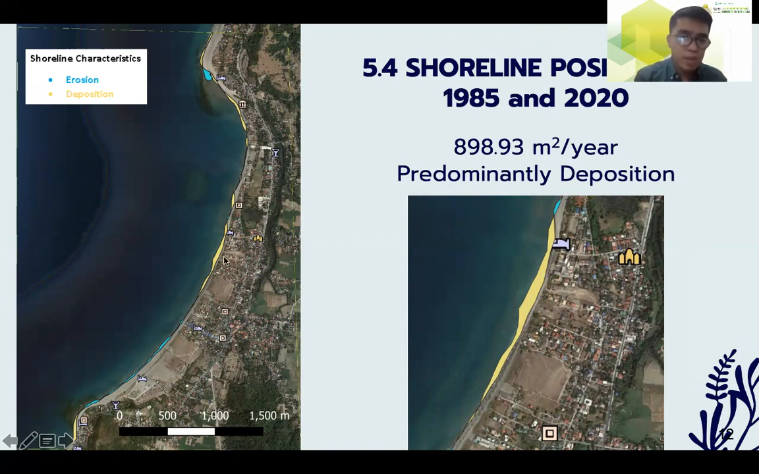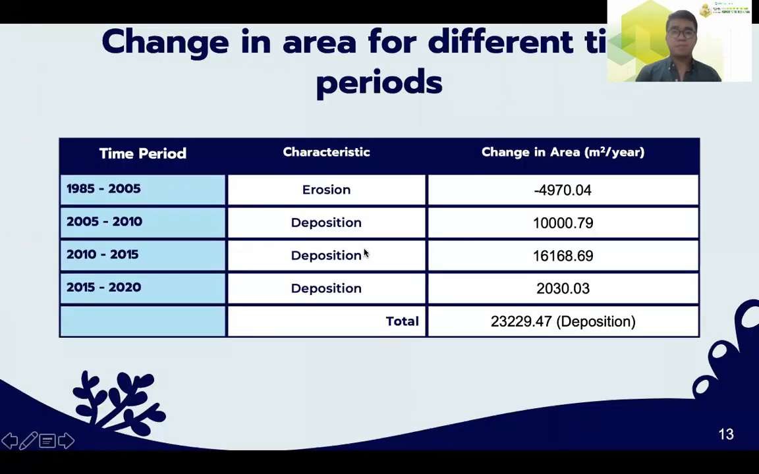And while some areas exhibit deposition, some shoreline also exhibits erosion. So this stretch here shows erosion, this stretch here, erosion, but then some areas exhibit deposition. So for the change in area for the different time periods, from the year 1985 to 2005, it was seen to have an overall effect of erosion and net loss of area, with a change in area of a negative roughly 5,000 square meters per year.